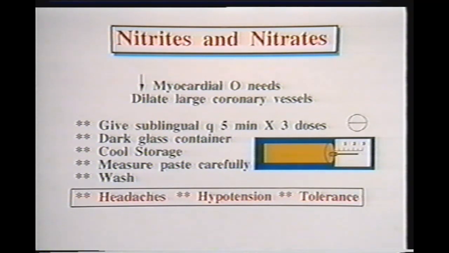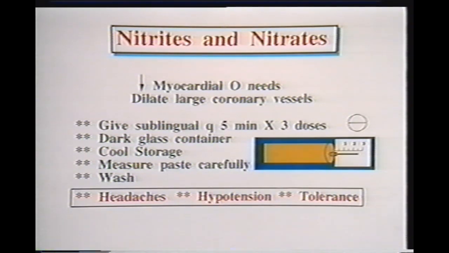They're easy to identify because they've all got nitro somewhere in their name, so you're not going to have a hard time identifying nitrates. There are a few thoughts that we need to keep in mind about the nitrates. Nitrates come in a number of forms. They can come in oral forms, sustained release oral tablets, sublingual, paste, and patches, so it comes in a number of different ways.